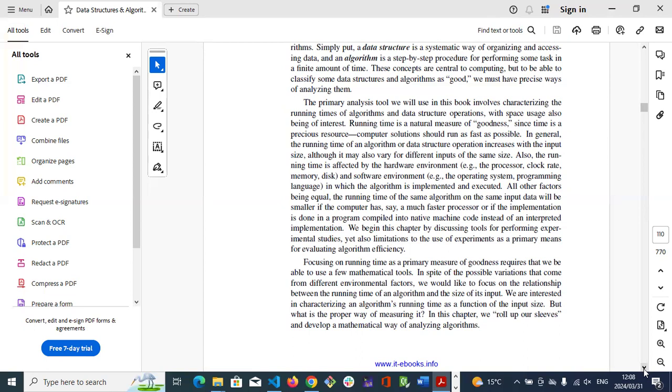All other factors being equal, the running time of the same algorithm on the same input data will be smaller if the computer has, say, a much faster processor, or if the implementation is done in a program compiled to native machine code instead of an interpreted implementation. So we begin by discussing the tools for performing experimental studies, yet also the limitations of the use of experiments as a primary means for evaluating algorithm efficiency.